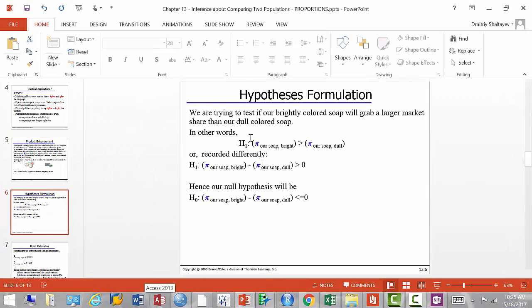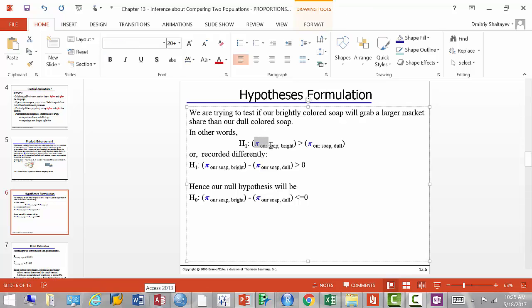All right, so I'm trying to see if the proportion of sales for our soap bright version is going to be higher than the proportion of sales of our soap dull version. That means that the market share for the brightly colored soap is going to be higher than the market share for the dull colored soap. So I'm going to improve my market share by just changing the way the product looks, right?